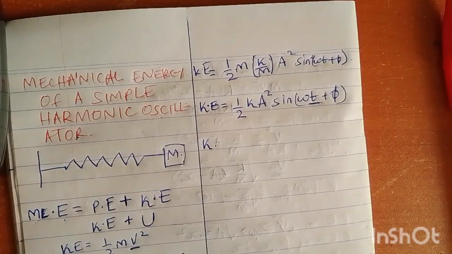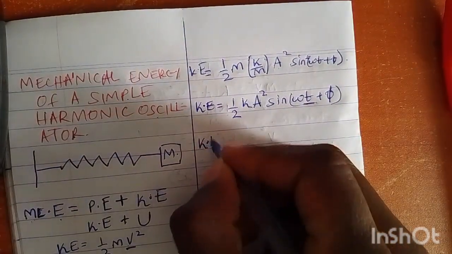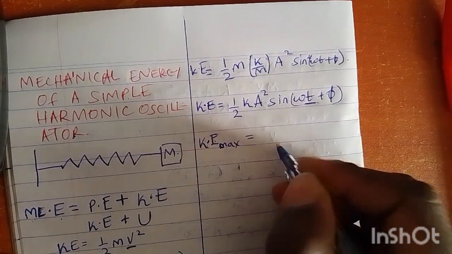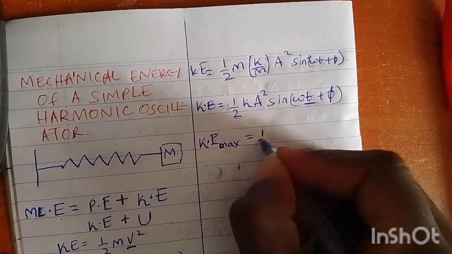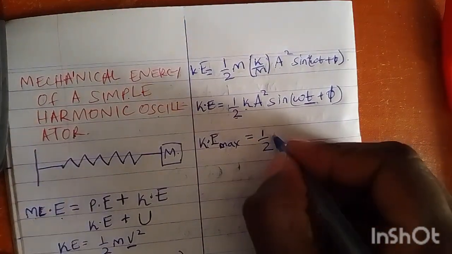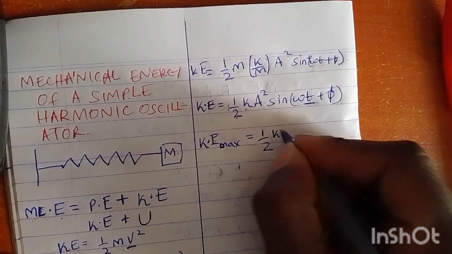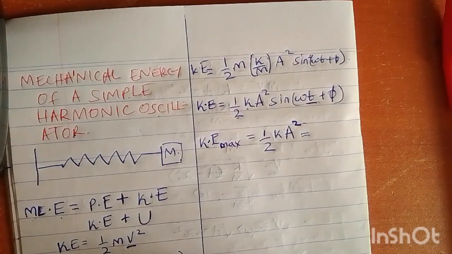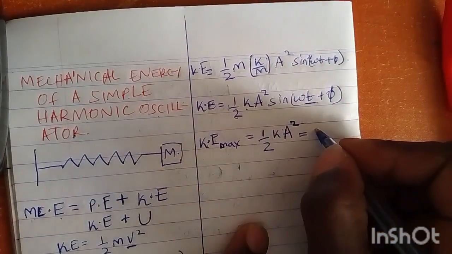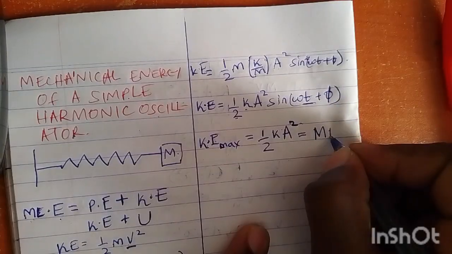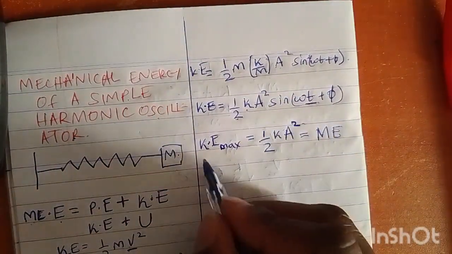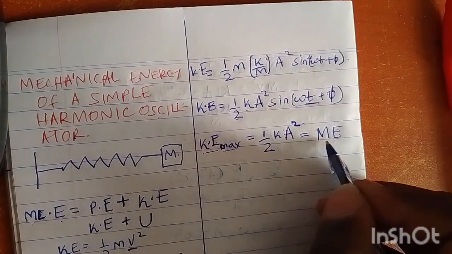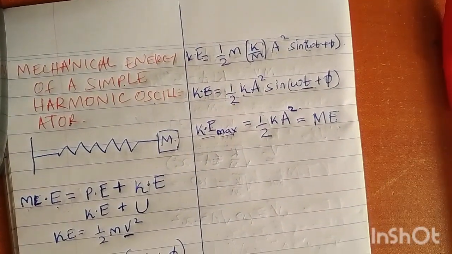Now, from this expression, we can say that the maximum kinetic energy, KE max, will be given by half times the spring constant times A squared. This will be equal to our mechanical energy, since all the energy in the system will be converted to kinetic energy. Therefore, at maximum kinetic energy, half k A squared is equal to the mechanical energy of that system.